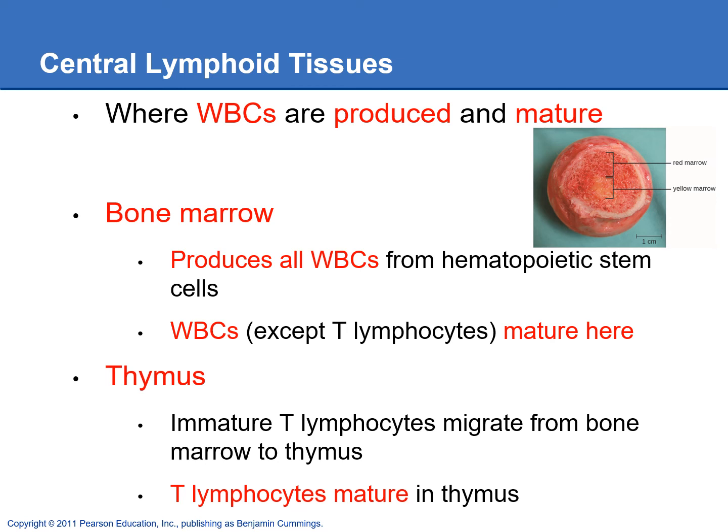So the central lymphoid tissues, this is where we're going to be producing our white blood cells, and this is where they mature. So our red bone marrow is going to produce all of the white blood cells from the hematopoietic stem cells, and all the white blood cells except for the T lymphocytes will mature here. And the thymus, just above the heart, is where the T lymphocytes mature, and that's how they got their name, T lymphocytes. The T refers to thymus.